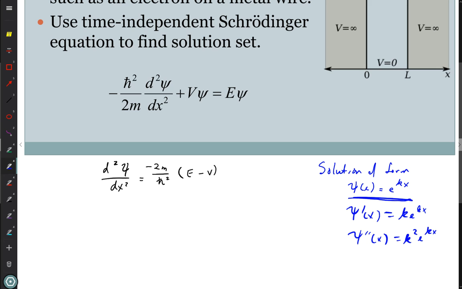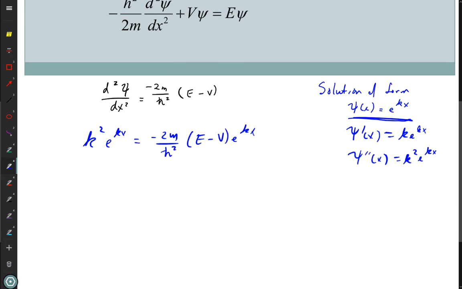So I'm just going to plug that in. And so that would give me k squared e to the kx equals minus 2m over h bar squared times e minus v e to the kx. Well, this is kind of trivial now. What does k have to be? This is trivial. We're not done. The problem's not trivial. What does k have to be here?